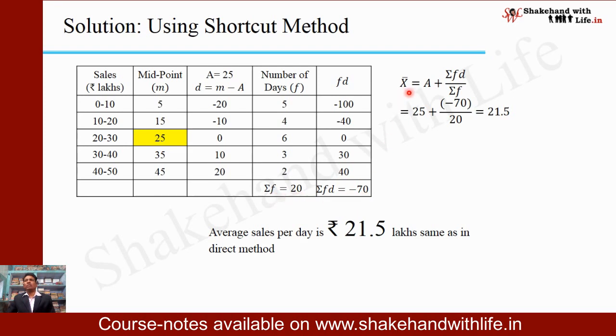So x bar is equal to a plus sigma fd divided by sigma f. Replace the value of sigma fd, which is minus 70, then sigma f, which is 20. Now the x bar will come as 21.5. Therefore the average sales per day is rupees 21.5 lakhs, same as in direct method. So there is no change in the answer, but the only change is in the methodology. This time you have calculated the average using shortcut method.